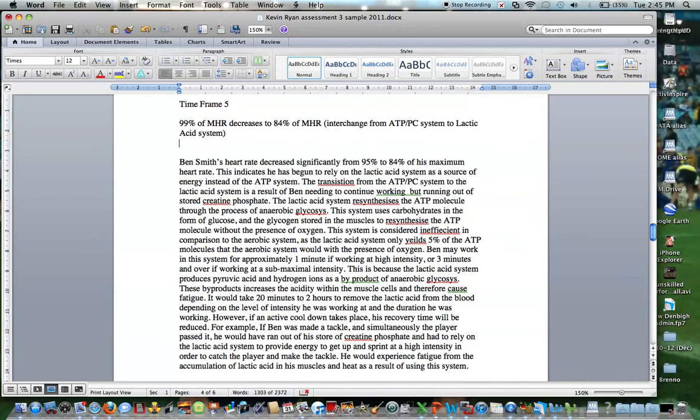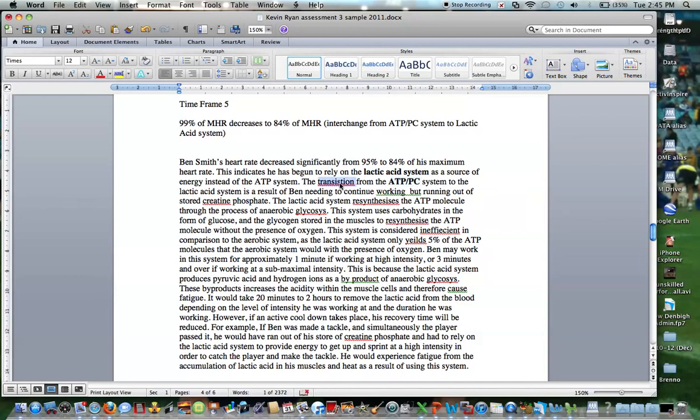99% of max heart rate, so he's almost at maximum effort, decreases to 84%. So there's an interchange from the ATP system to the lactic acid system. So Ben Smith's heart rate has decreased from 95 to 84%. As a result, he has begun to rely on the lactic acid system. And again, we could start to put in bold to make a difference to the ATP system. And he's got some words in here.